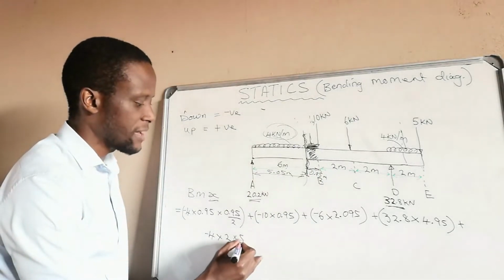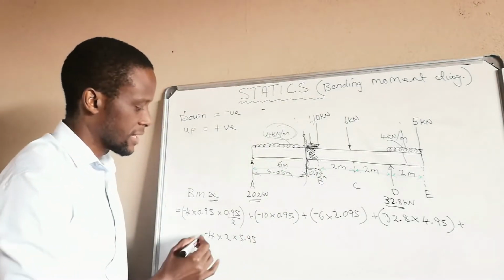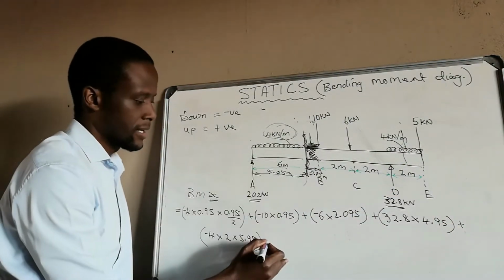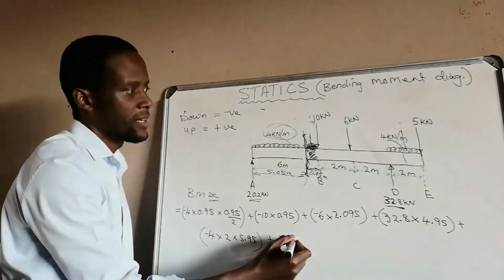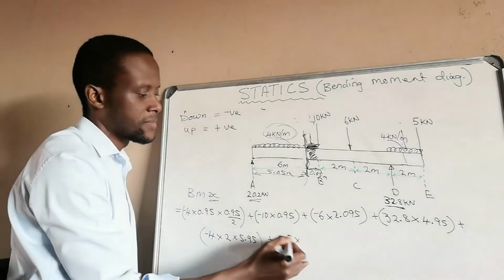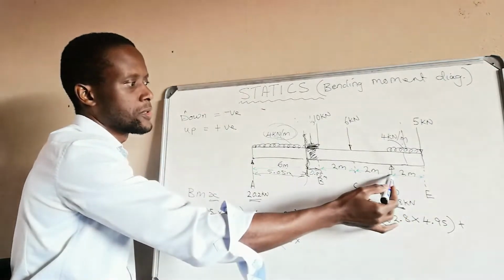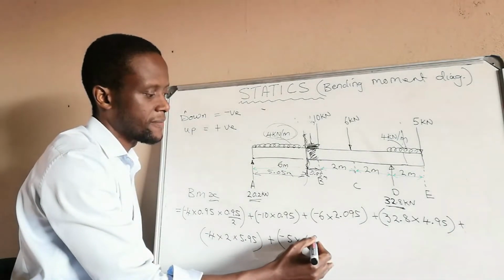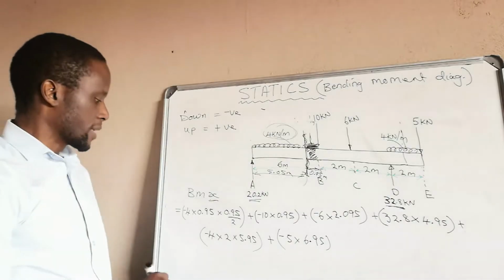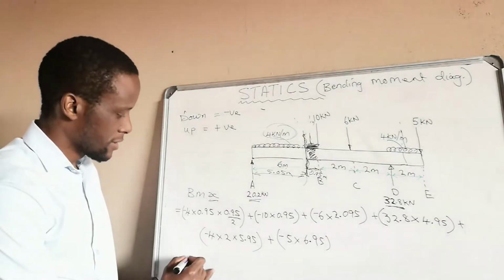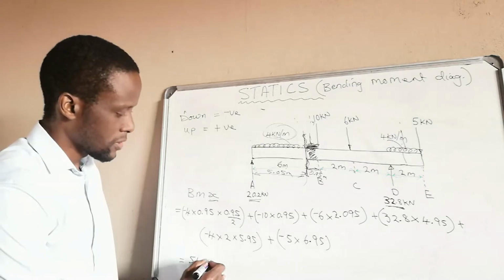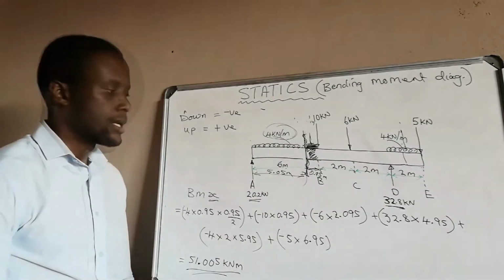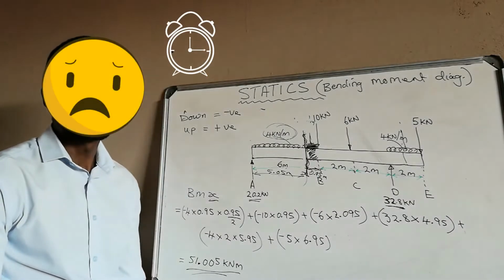So we are multiplying by 5.95, that will be the distance. So we'll add to this force. Alright, then lastly, we are adding a negative 5, this negative 5 on the last part, times our distance from there: 2 plus 2 plus 2 plus 0.95 gives us 6.95. Okay, then we calculate. After we calculate, we'll get 51.005 kilonewton meters.